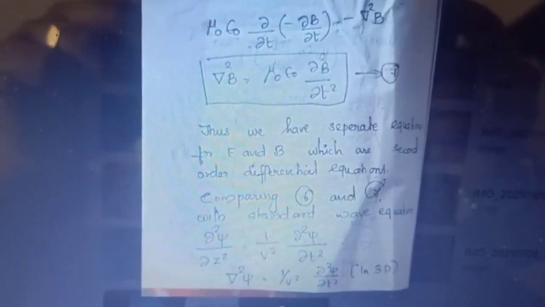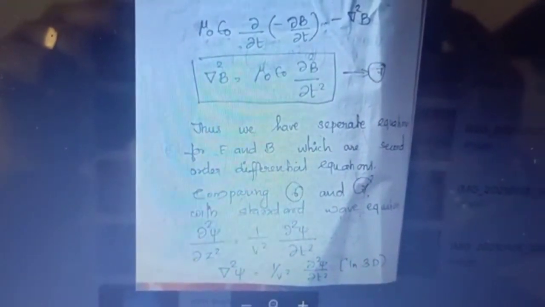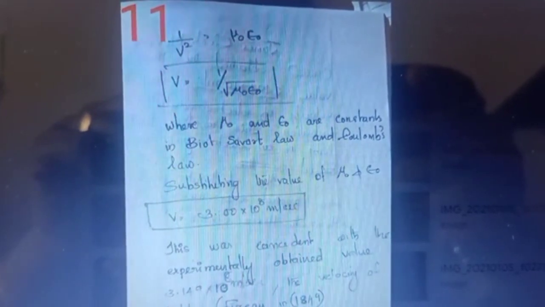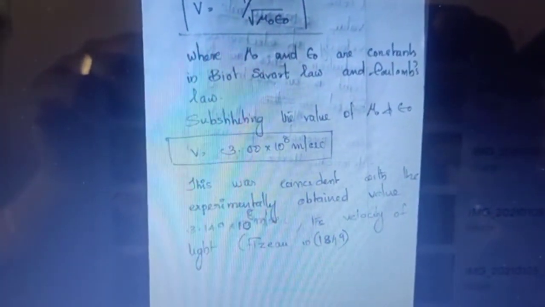That is in 3 dimensions. Del square psi means dou square psi by dou x square plus dou square psi by dou y square plus dou square psi by dou z square. Here 1 by v square is equal to mu 0 epsilon 0. So v is equal to 1 by square root of mu 0 epsilon 0. Substituting the values of mu 0 and epsilon 0, we get the velocity v is equal to 3 into 10 raised to 8 meter per second. This coincides with the experimentally obtained value of the velocity of light.